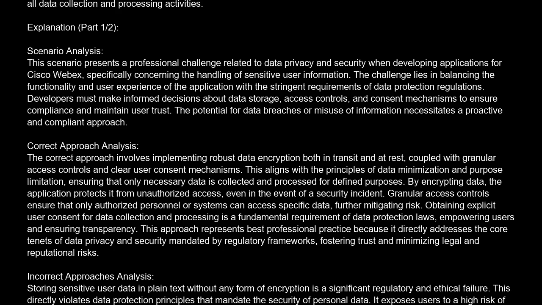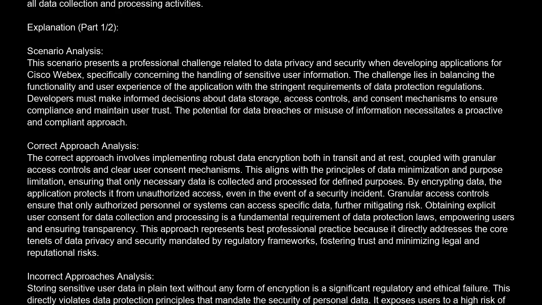Cisco Webex, specifically concerning the handling of sensitive user information. The challenge lies in balancing the functionality and user experience of the application with the stringent requirements of data protection regulations. Developers must make informed decisions about data storage, access control, and consent mechanisms to ensure compliance and maintain user trust. The potential for data breaches or misuse of information necessitates a proactive and compliant approach.